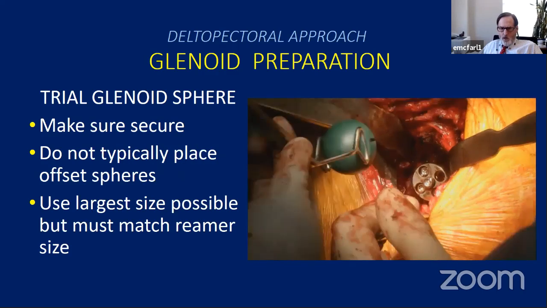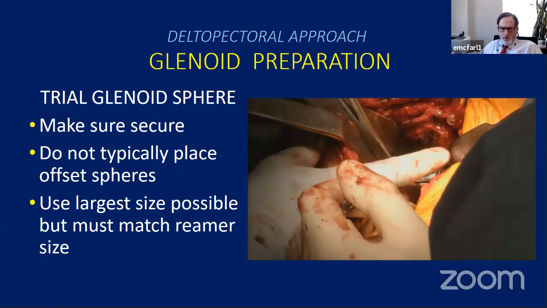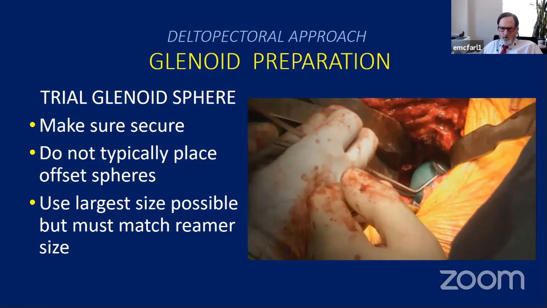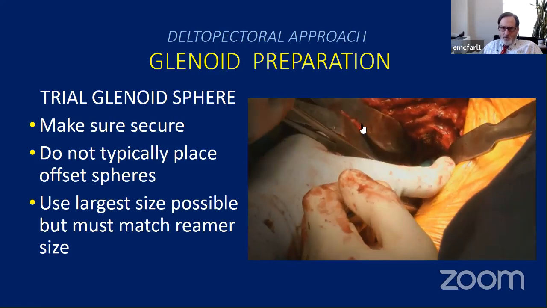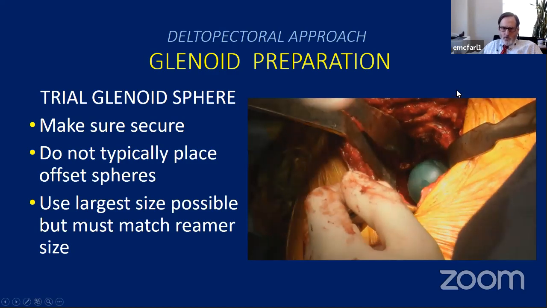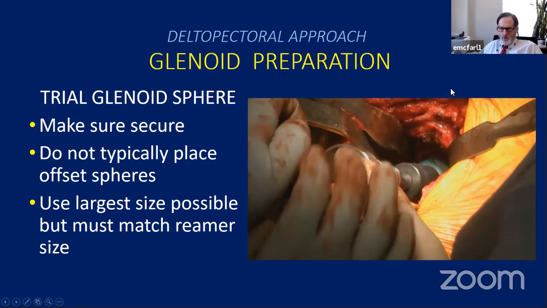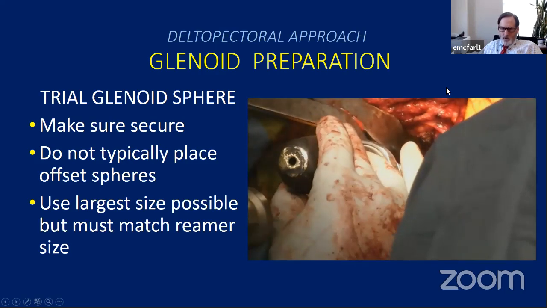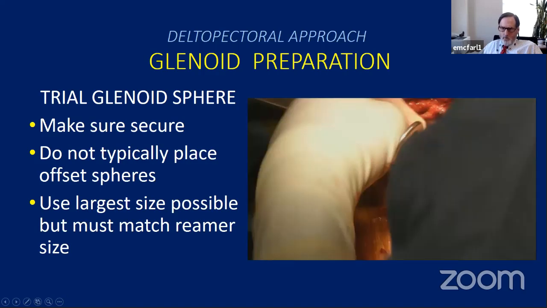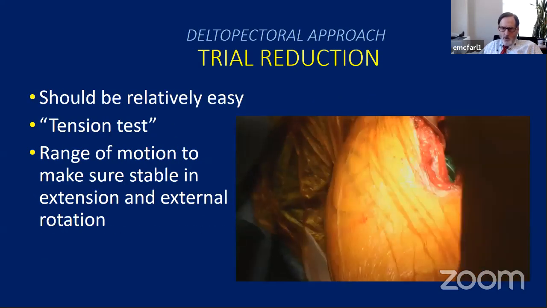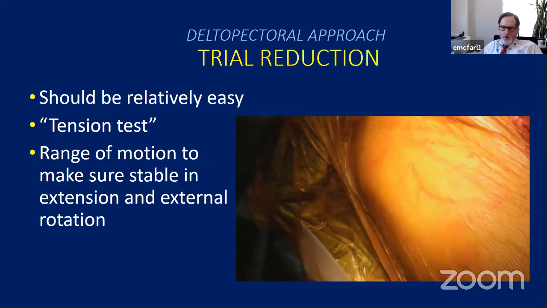So then you can trial the sphere. You have to have different sizes, of course. And most of us feel like you want to use the largest size possible. But again, it depends a lot on the soft tissue tension and those kinds of things. I personally like to trial. Some people just go ahead and put the real one in. But I like to make sure there's enough room. So once you get the trial in, you can trial the humeral side, and you reduce the shoulder.